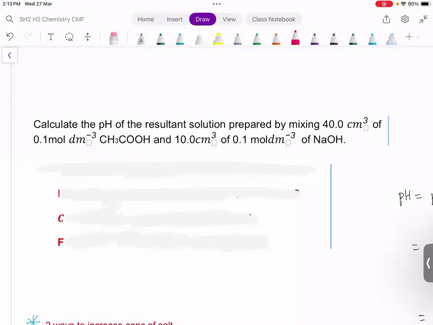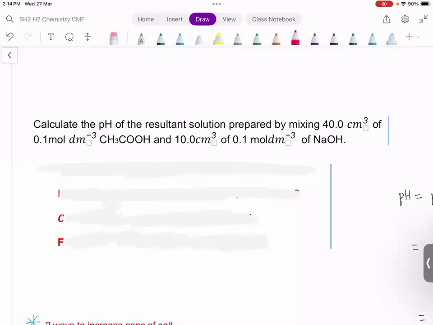Yeah. Because this is a conjugate phase, it won't have a Ka value. Then only use this Ka, because it's an acidic buffer. Acidic buffer, you use Ka. Basic buffer, you use Kb.